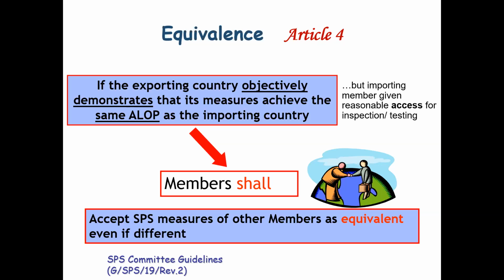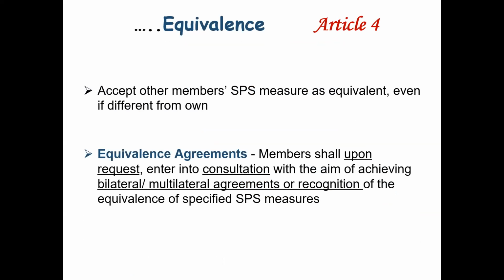But in this case, the importing country has to be given access for going into the exporting country to be able to see, inspect and test how they are handling that issue. So this provision has been provided for under equivalence. So equivalence basically has two main aspects. One is accepting other members' SPS measures as equivalent, even if they are different from their own. So if they're not the same, but could be similar, or they're achieving the same objective. The second is it talks about equivalence agreements.